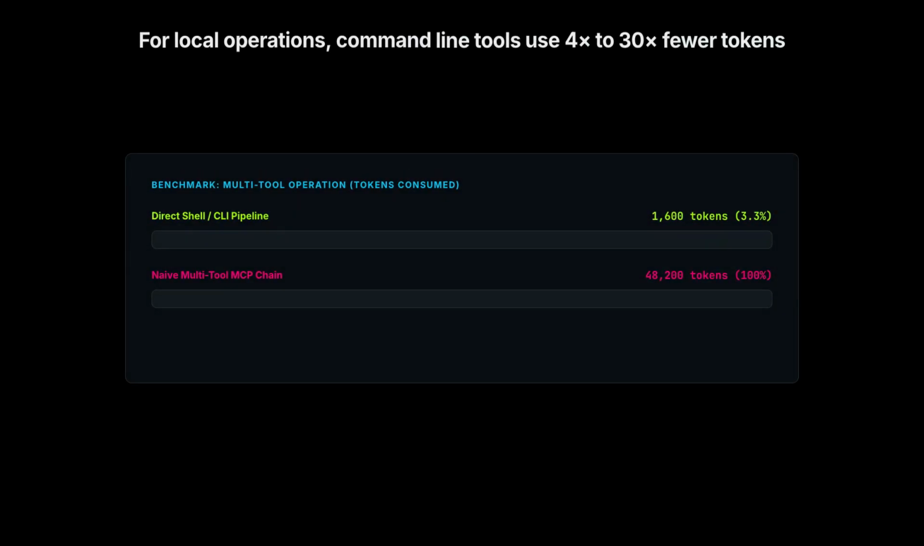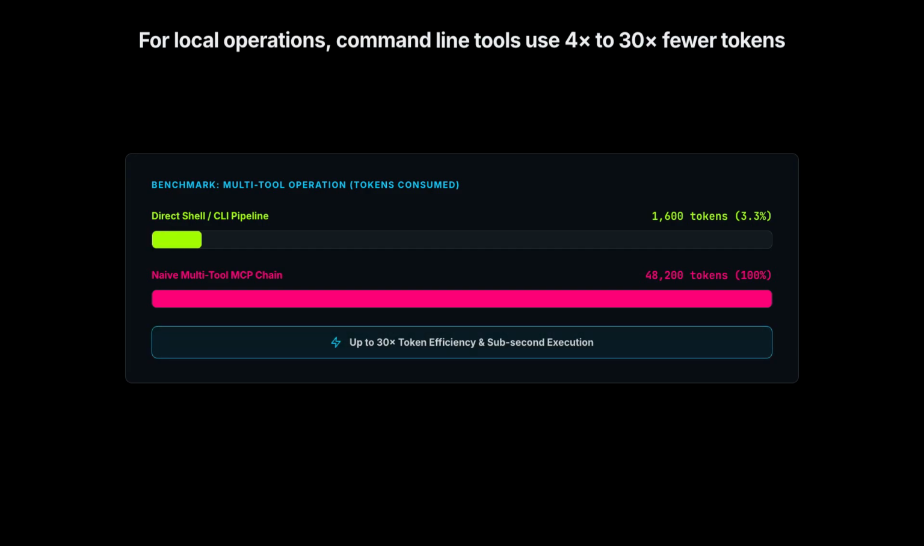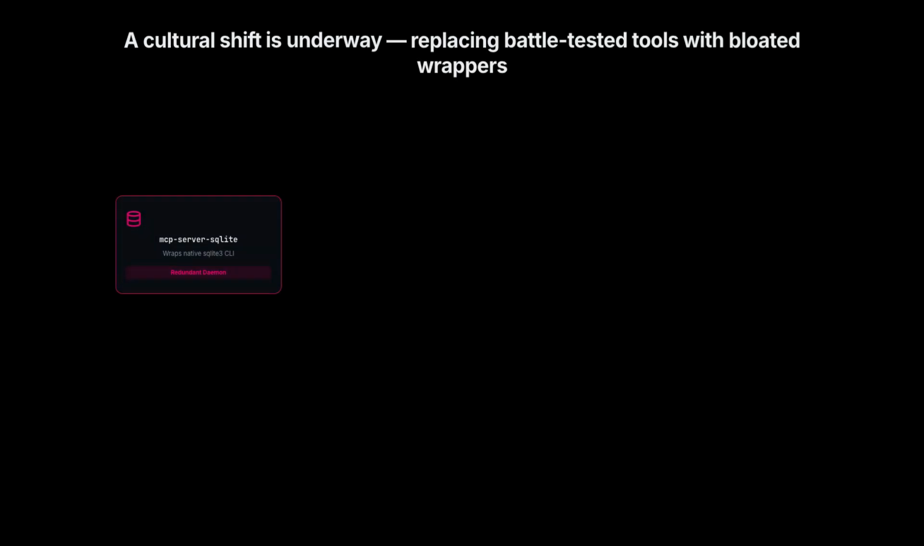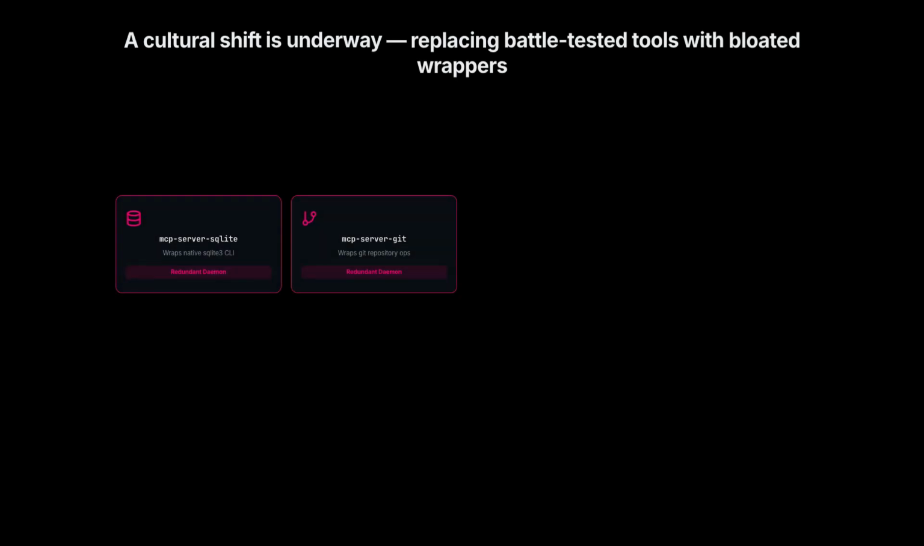The benchmark numbers make the gap vivid. For simpler operations, command line and code execution use a fraction of the tokens that naive multi-tool MCP sequences consume. That can be 4 to 30 times fewer. Not a small win. So there is a deeper problem here, and it is not just technical, it is cultural.